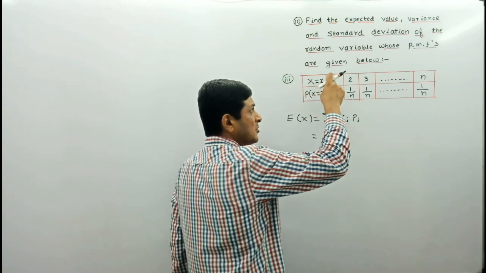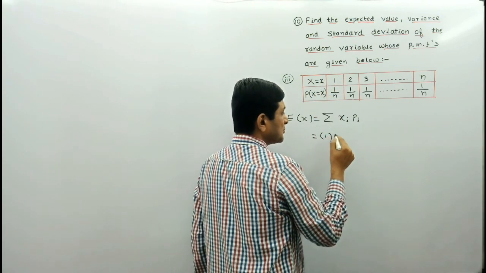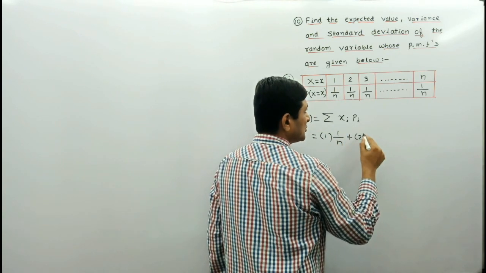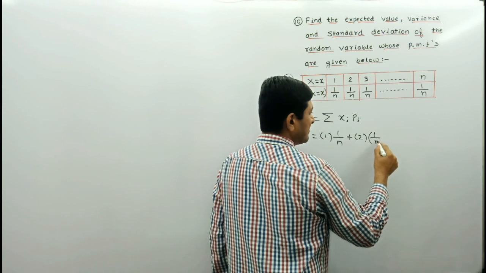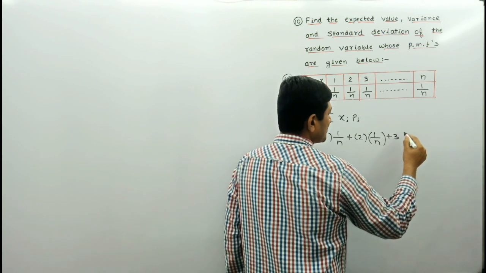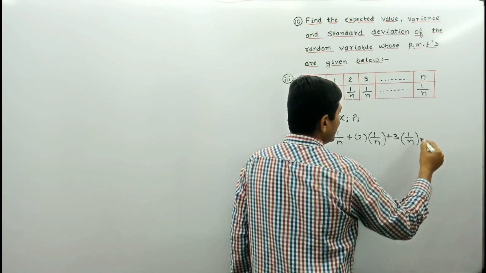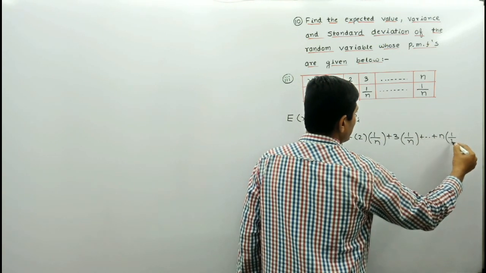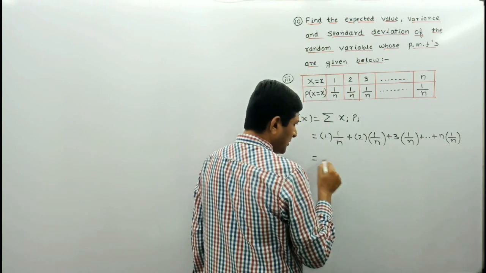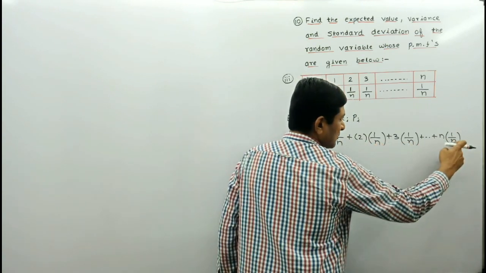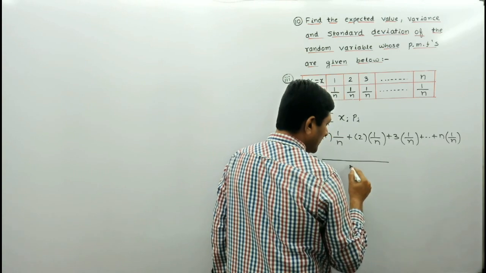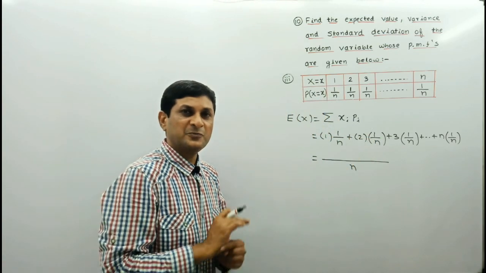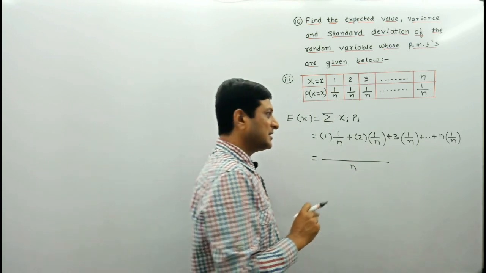So what is the first value of random variable? 1 into its probability 1 by n, plus second value of random variable 2 into its probability 1 by n. Continuing this way, plus 3 into 1 by n, plus lastly we will get n into 1 by n, isn't it? If you observe here, the denominator of all the terms is the same, and that denominator is n. Since the denominators are the same, we are taking addition of the numerators.